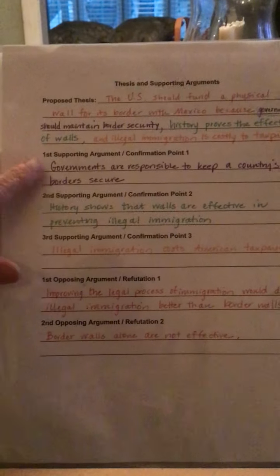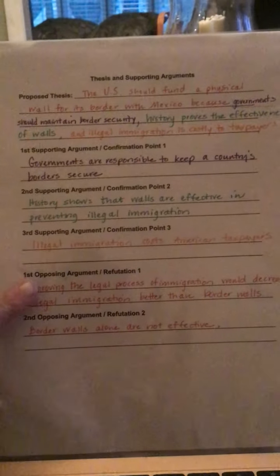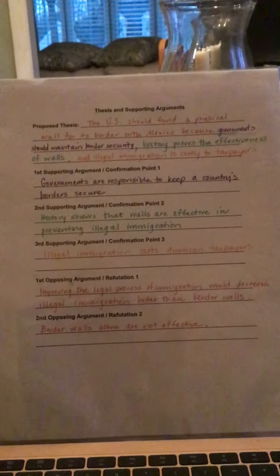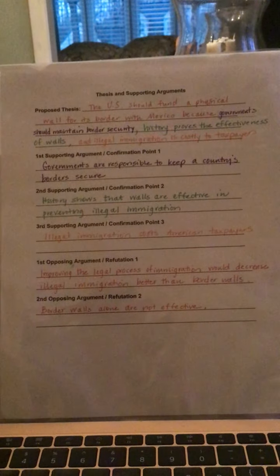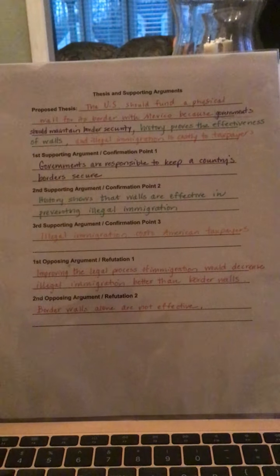So you guys have a central claim. And then I have 3 reasons, and they are in 3 different color pen because I want you to see how the reasons I list in my thesis are actually supporting arguments. So let's just read this. The U.S. should fund a physical wall for its border with Mexico because governments should maintain border security, history proves the effectiveness of walls, and illegal immigration is costly to taxpayers.